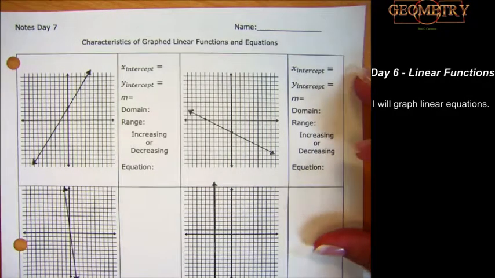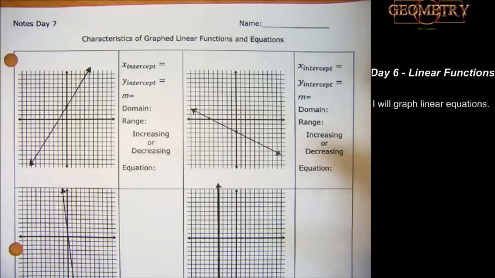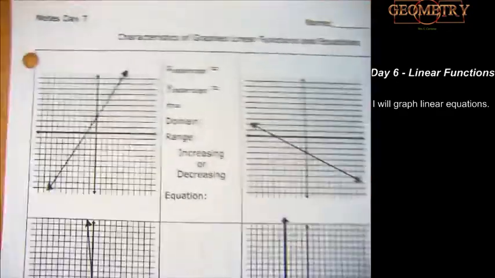Well, what we want to look at today is the characteristics that these linear functions have in terms of the intercepts, where they're crossing different axes, their slope, range, and domain, whether it's increasing or decreasing, and then from the graph, being able to write an equation. Okay? So let's start with this one.